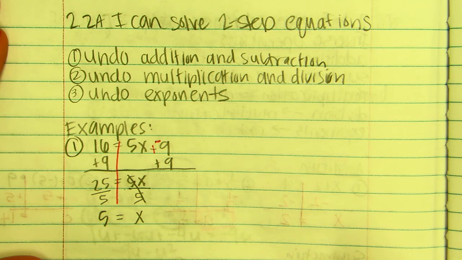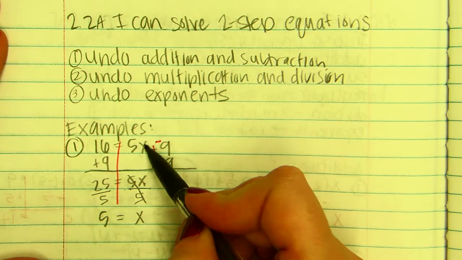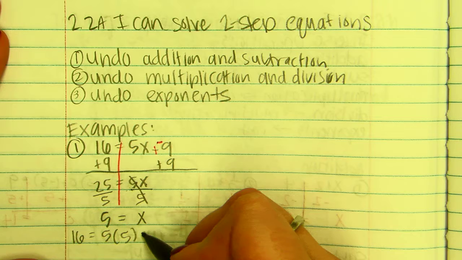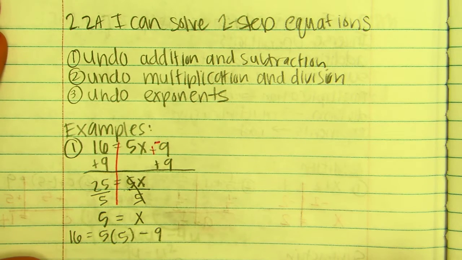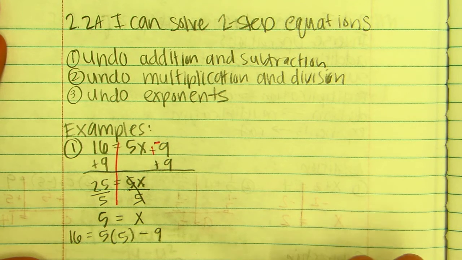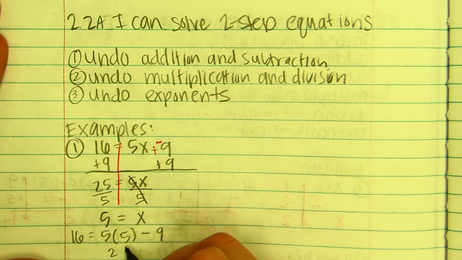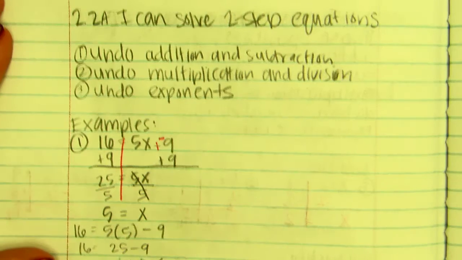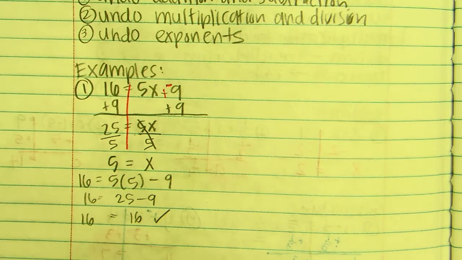And then remember, we can check our work by plugging 5 back in for x. So 16 equals 5 times 5 minus 9. If this is true, then we did it correctly. If it's not true, then we did it incorrectly. 5 times 5 is 25. 25 minus 9 is 16. So I got 16 equals 16. That's true, so we must have done it correctly.